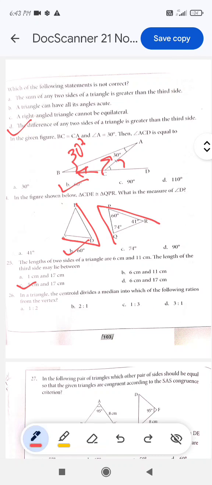Now come to question number 26. In a triangle, the centroid divides the median in which of the following ratios from the vertex? 2 is to 1. Option B is the correct answer. 2 is to 1.